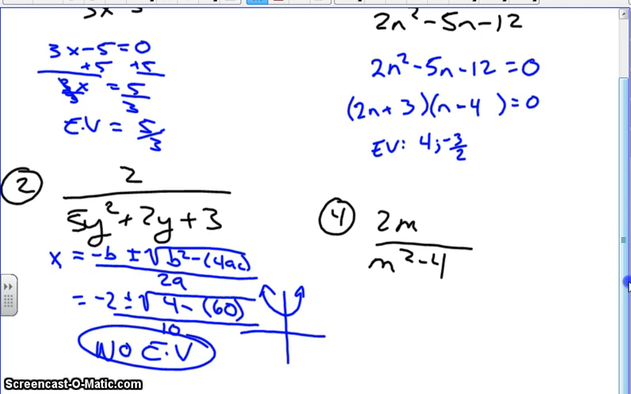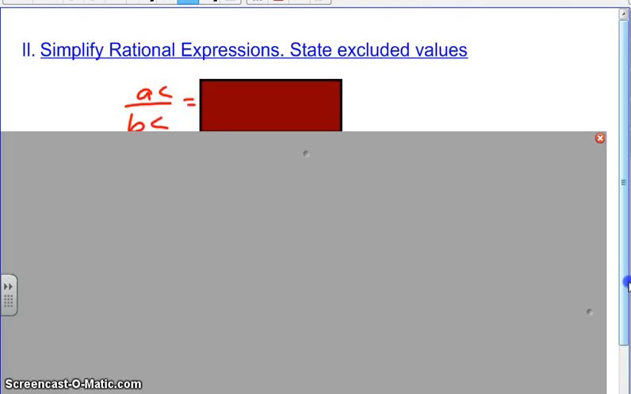And then finally, number 4. Again, we see the same kind of pattern we saw in number 3. We're doing these a little out of order. This is the difference of two perfect squares, which gives you the sum and difference together. This gives us m plus 2 and m minus 2. So the two excluded values that would cause this denominator to be 0 are plus or minus 2, 2 and negative 2. Okay? Good. Kind of hard.